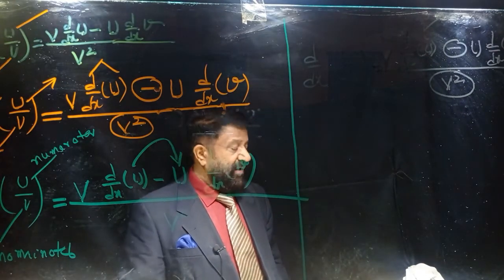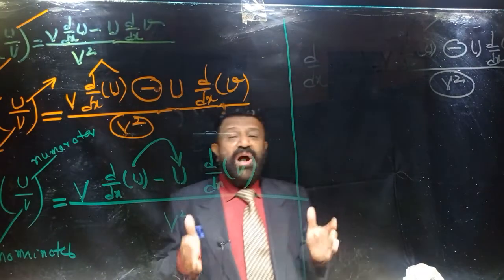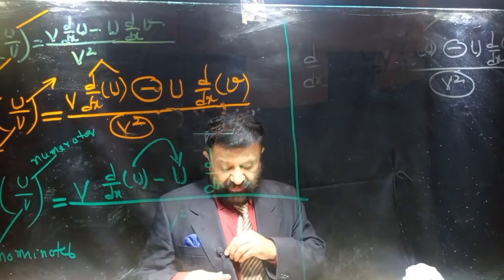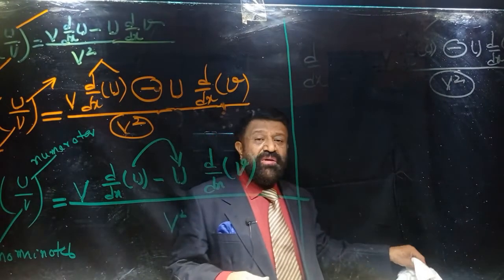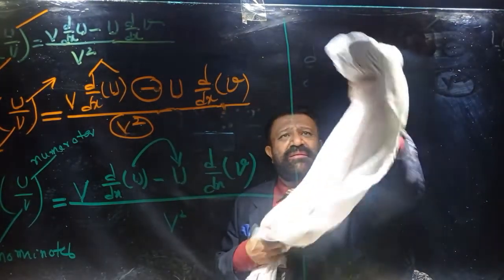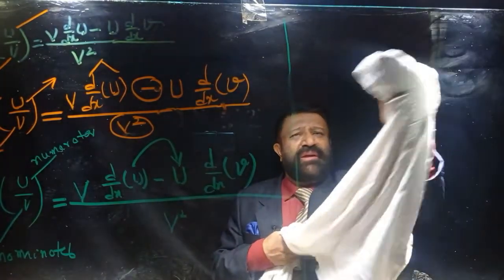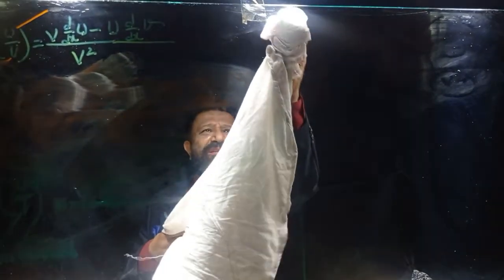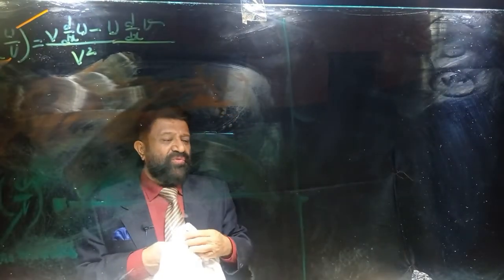This is the way to solve a quotient function. Now I will solve some examples over here. My request is that while I am writing something over here, please don't write. See what is in progress, and after completion of this, ask as many times as you want.